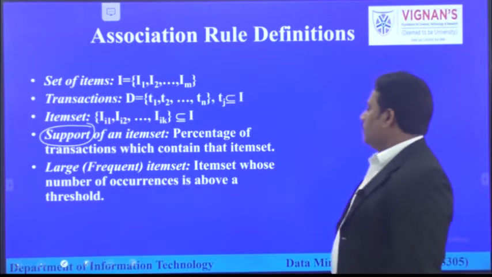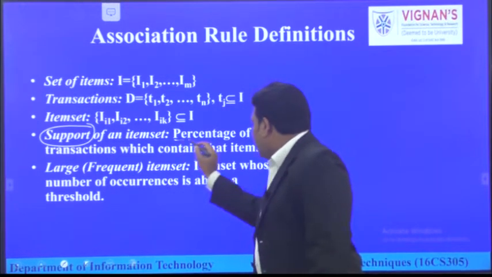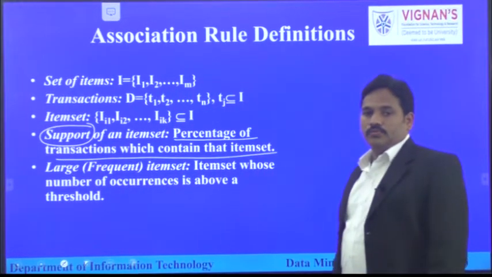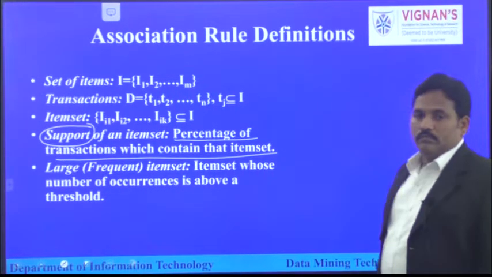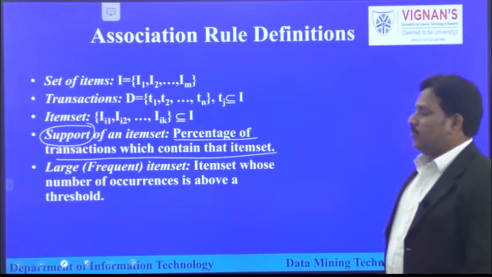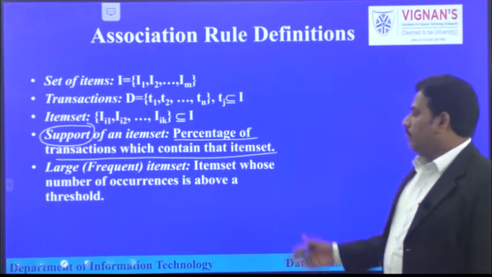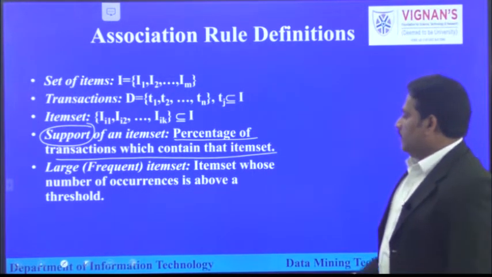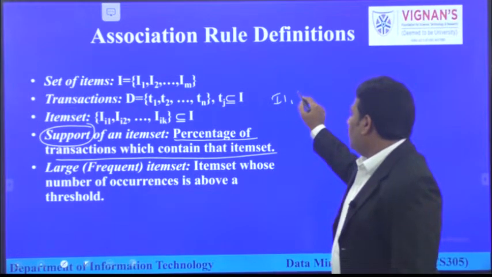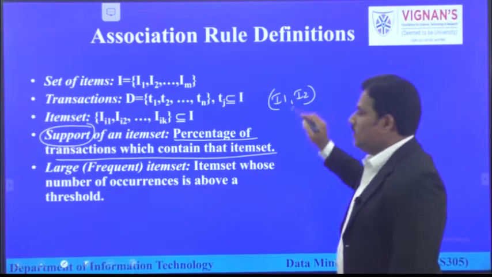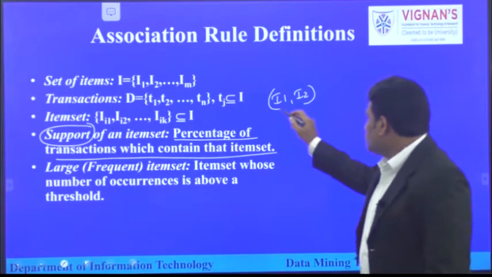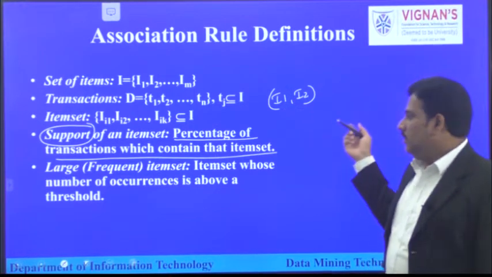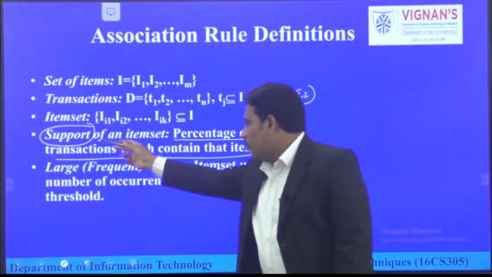Now, how can we calculate? The percentage of transactions which contain that item set is called support. What is the formula here? Support of an item set can be calculated as the percentage of transactions which contain that item set. Let us assume here our item set is I1, I2. We want to see how many times this combination of products I1 and I2 is repeated. So to know this, we have to use the support of an item set.